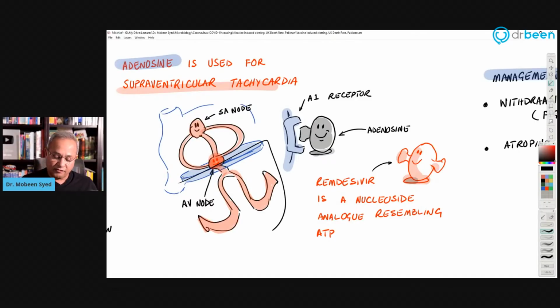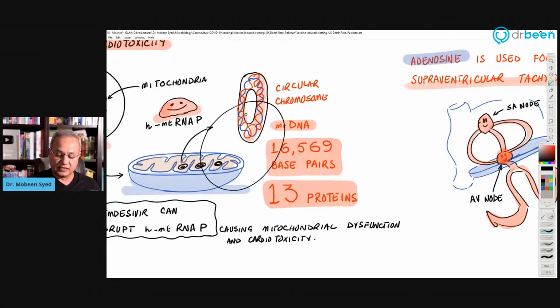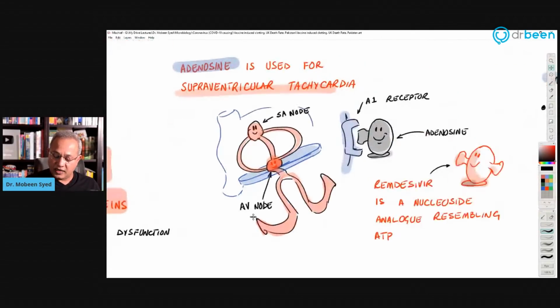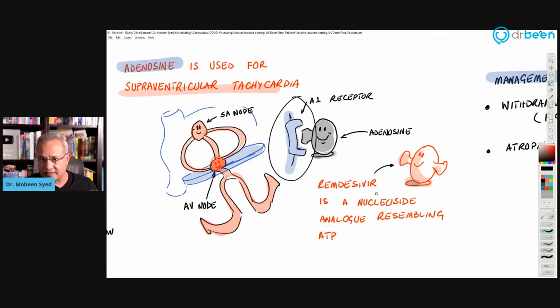That means the ventricles are on their own many times to do their function, and the impulse that is coming in is really slow, and the heart rate would become slow. So there are two things. One is this mitochondrial damage. The other one is this. Remdesivir can bind with A1 receptors on the cardiac cells and reduce the nerve conduction at the AV node. That would also reduce the heart rate.